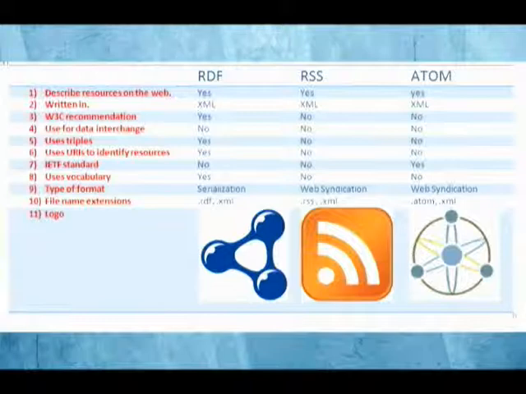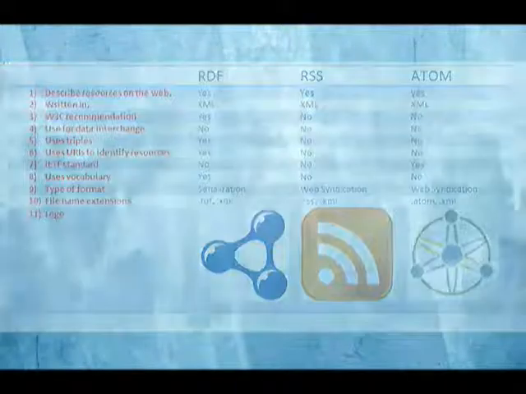RDF uses vocabulary and RDF has a serialization format. Both RSS and Atom are web syndication formats. RDF's file extensions are .rdf or .xml. In RSS, they are .rss or .xml. And in Atom, they are .atom or .xml.